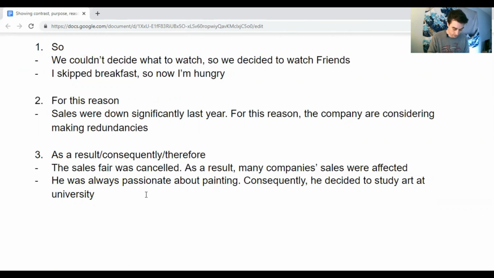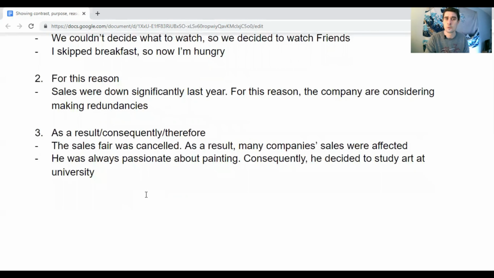Again, let's have a look at a couple of examples. The sales fair was cancelled. As a result, comma, many company sales were affected. He was always passionate about painting, full stop. Consequently, comma, he decided to study art at university. So you can see we've got a few different ways to express contrast, purpose, reason, and result.